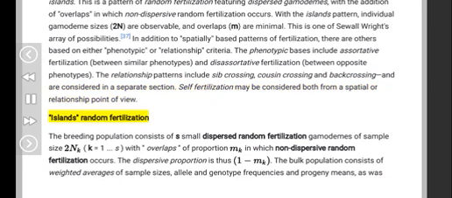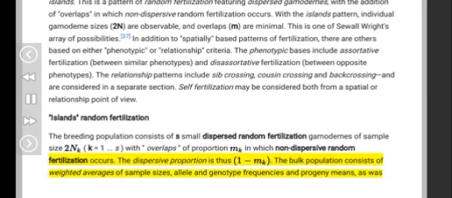Islands, random fertilization. The breeding population consists of S small dispersed random fertilization gamodemes of sample size k equals 1 to S with overlaps of proportion m in which non-dispersive random fertilization occurs. The dispersive proportion is thus 1 minus m.